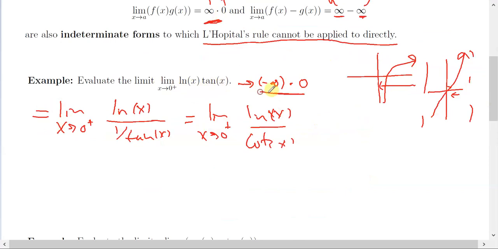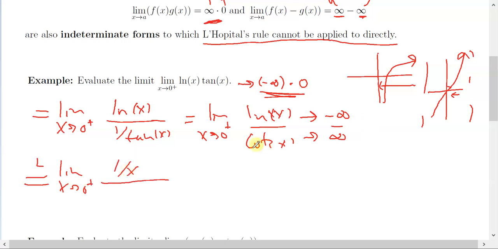And if I did my analysis right here, I already know that's going to infinity, and this will go to infinity. Even if you don't remember what the graph looks like, you can think of it as being cosine over sine, and that puts a sine in the denominator, but you get a 0 in that denominator, which will cause that fraction to go to infinity. But now I can use L'Hopital's rule. Derivative of the top, derivative of natural log of x is 1 over x. Derivative of cotangent is minus cosecant squared.